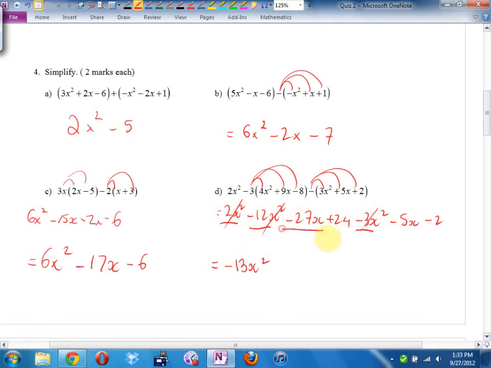I got a negative 27x. I got a minus 5x. I'm pretty sure that's a negative 32x's. And then you have a positive 24, take away 2, positive 22. Is that right? No? Yes? People nodding? And same deal. 1 mark off for each mistake.